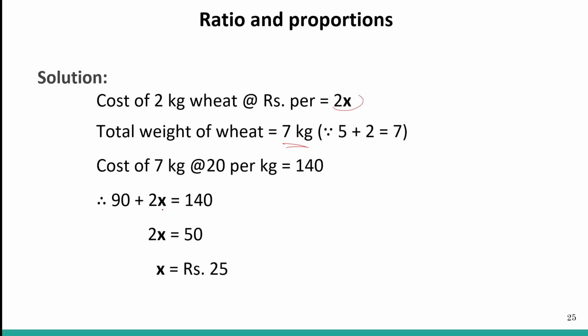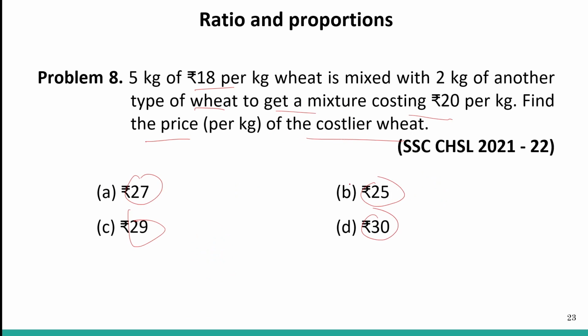So 90 plus 2x is equal to 140. So 2x is equal to 50. x is equal to 25. So x is equal to 25 is the answer. So this will be the correct answer.